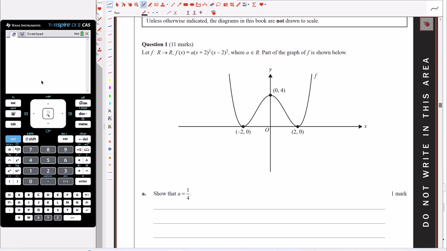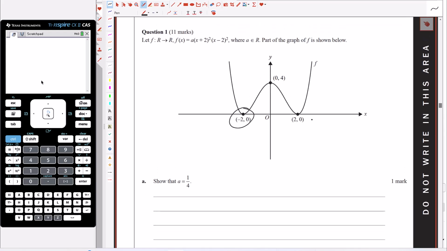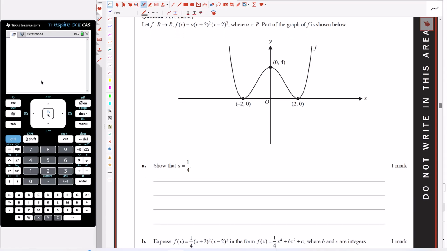Okay, so we want to show that a is equal to a quarter, so that's going to be to do with the y-intercept. If we were to substitute either of these x-intercepts into this function, all we would learn is that 0 equals 0, because the x-intercepts are what has already enabled us to come up with these values in the brackets. So we need a third bit of information to come up with that dilation factor out the front. Okay, so we're going to need to do f of 0 equals 4.